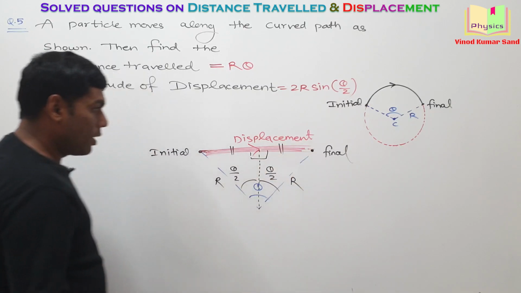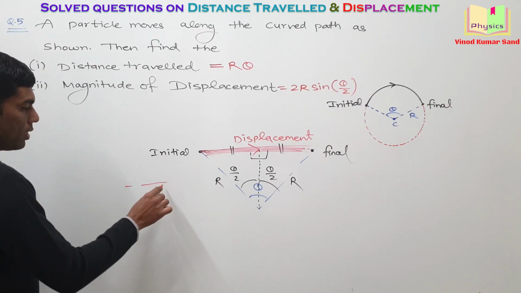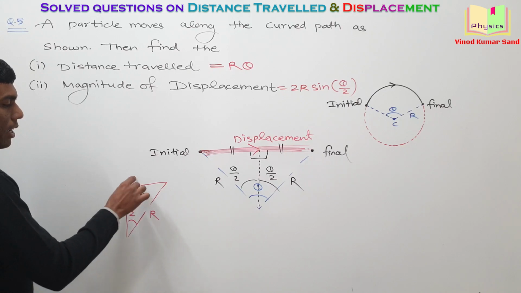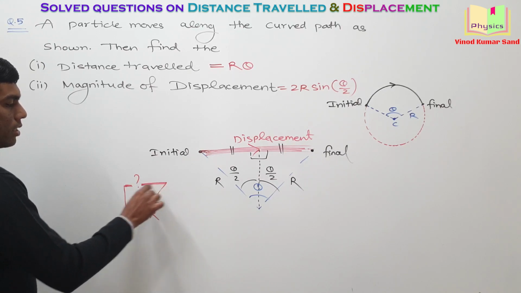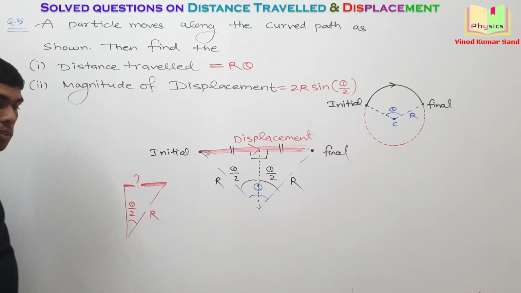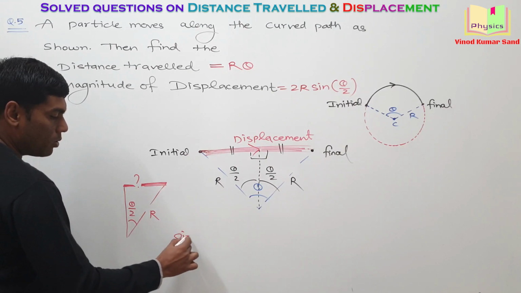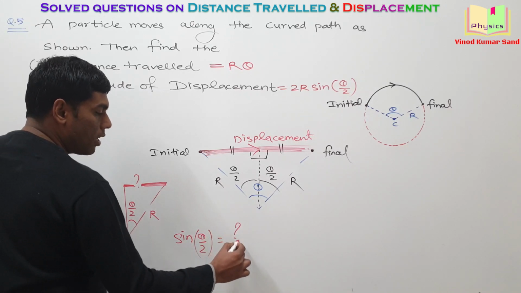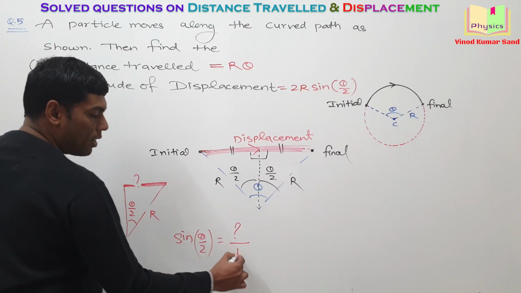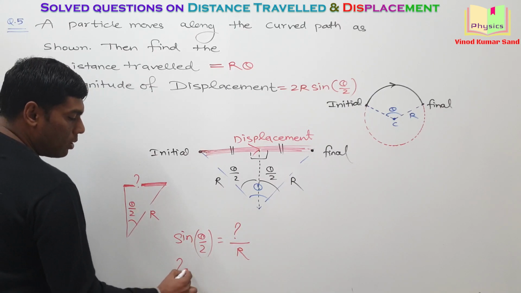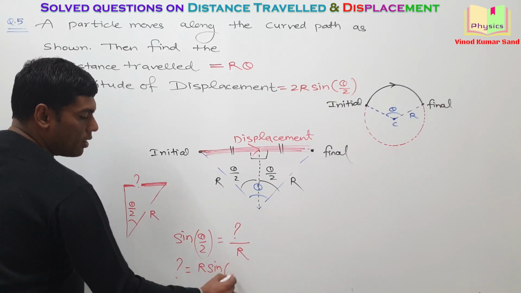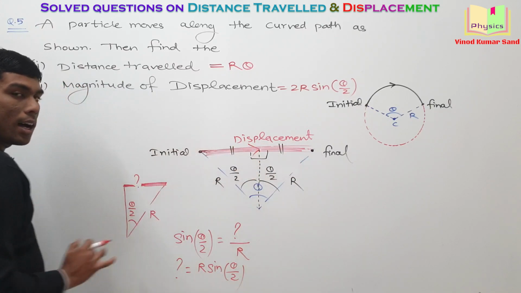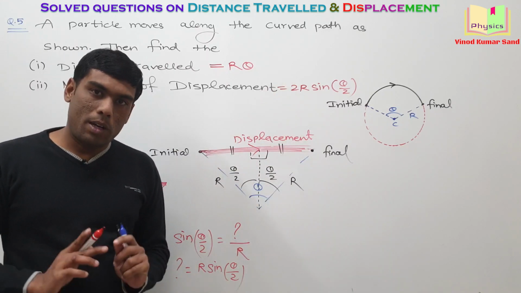Okay. Even then, if you are not getting it, I am showing that here. Let's say this angle is theta by 2. This is r. This side is unknown. This length. How much is sine theta by 2? Sine theta by 2 will be this unknown length divided by r. So that unknown length will be equal to r sine theta by 2. Similarly, this unknown length will also be r sine theta by 2. That's why 2r sine theta by 2.